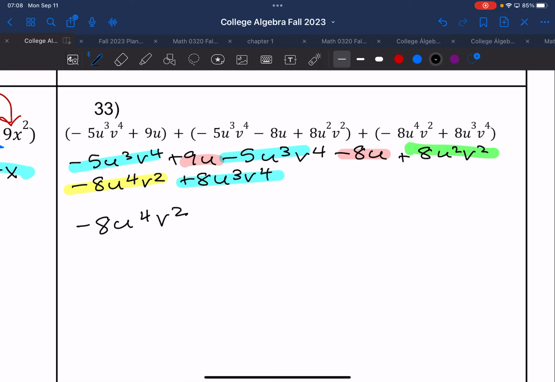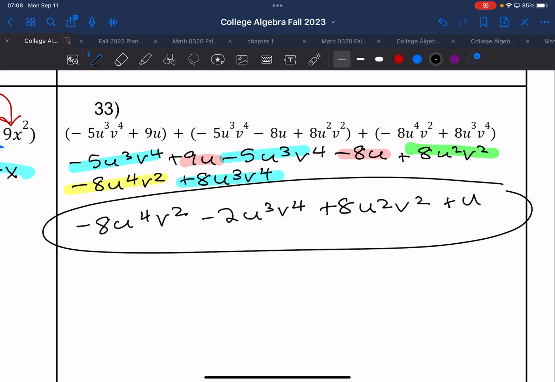And then combining all the ones I have highlighted in blue, I have negative 5 plus negative 5, which is negative 10. Negative 10 plus 8, negative 2u cubed. Okay, and then I'm just going to bring down what I have highlighted in green because it's by itself. So that 8u squared v squared. And then lastly, these u's, I have 9u minus 8u, which is just u. That's my answer.